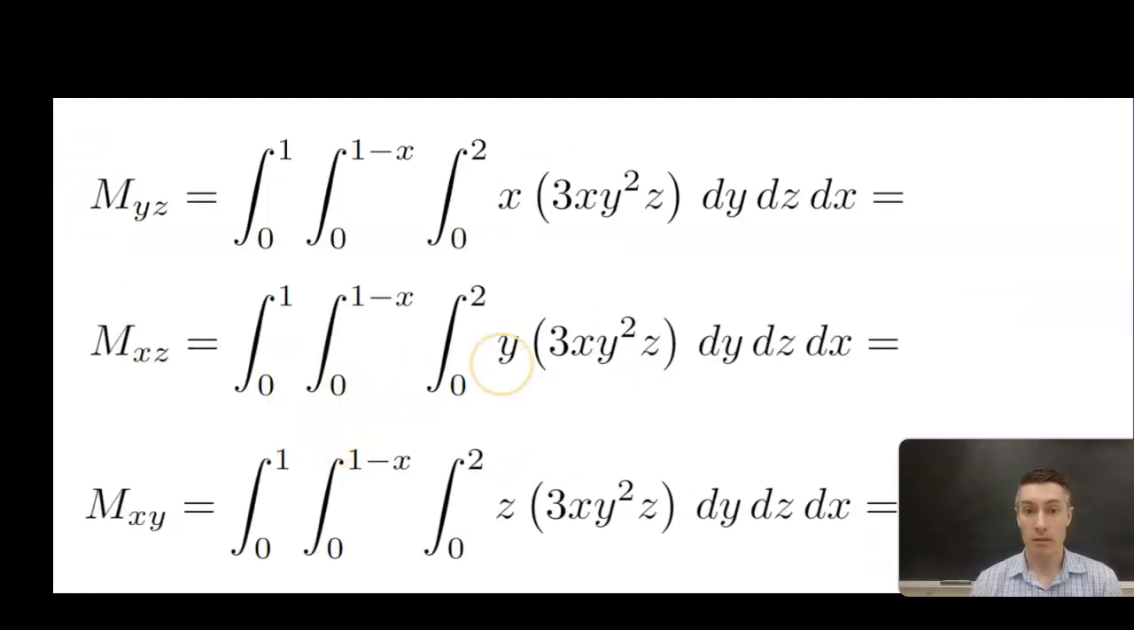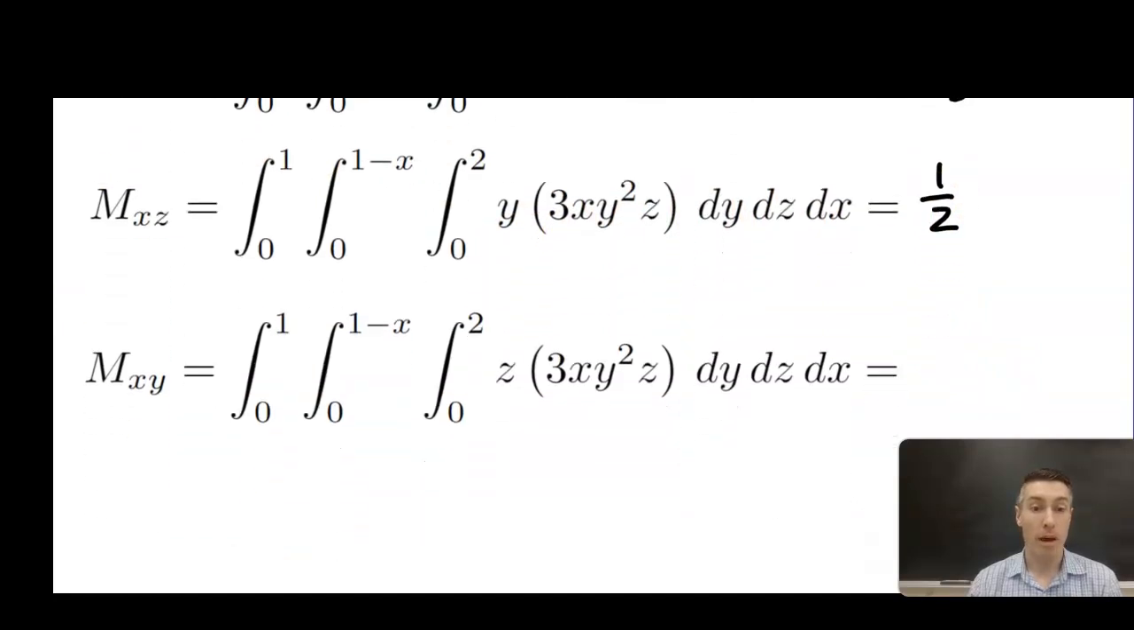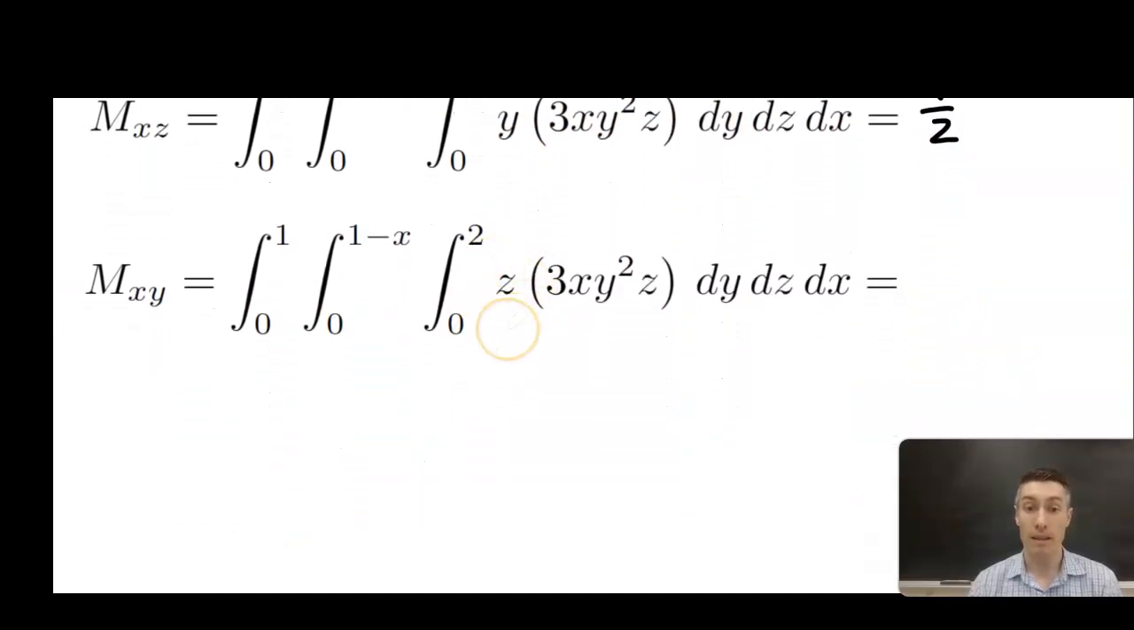Now the moments, to save us a little effort here, I set them all up. I've already done the value, but the moment about the yz plane, we're multiplying the density function by x, and that's going to be 2/15. Moment about the xz plane, so we're multiplying by y, distance from the xz plane, that's going to be 1/2. And then the moment about the xy plane, so multiplying by the distance z, that's going to be 2/15. And the mass, as we just found, was 1/3.